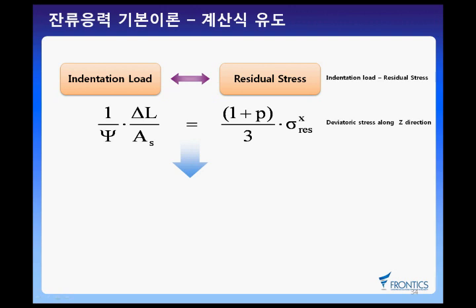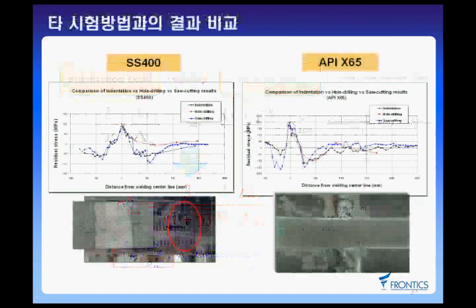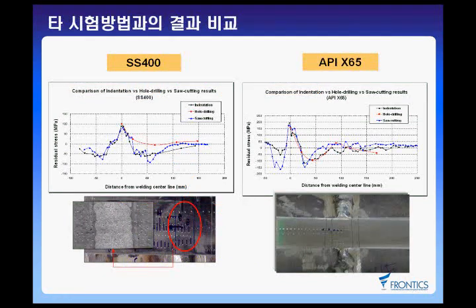Since the z-directional component of the deviatoric stress influences the indentation load directly, deviatoric stress along the z-direction equals the indentation stress. In our example, because the P is about 3 for most welded material, by inputting this value, we measure the residual stress of an SS400 welded specimen. The results show good agreement with conventional methods of measurement, such as hole drilling and saw cutting data. Another result is for the welding of API X80 grade steel.